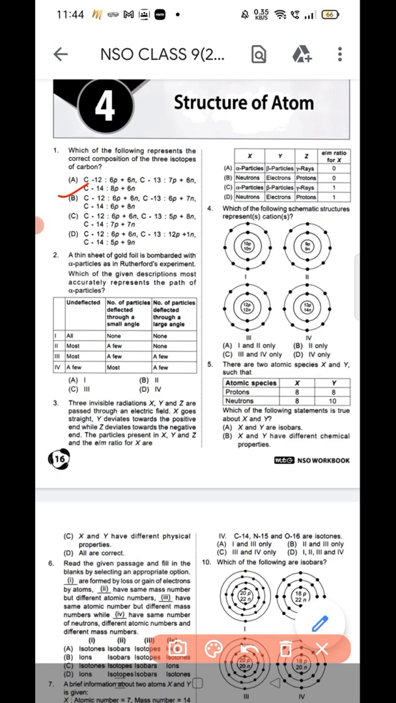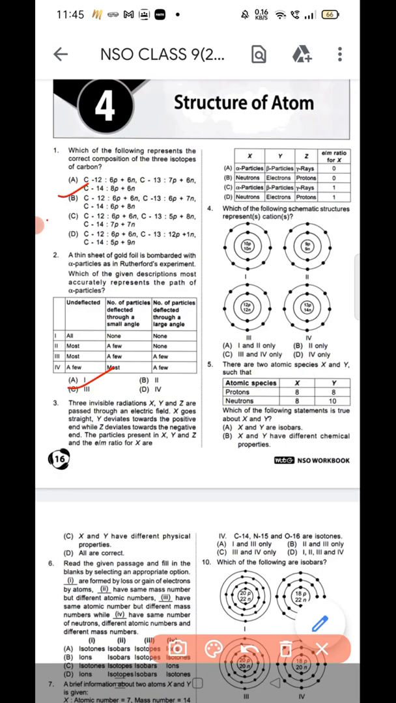So option C is the correct answer. Undeflected: most. Number of particles deflected through a small angle: a few. Number of particles deflected through a large angle: a few. So option number 3, or C, is the correct answer.